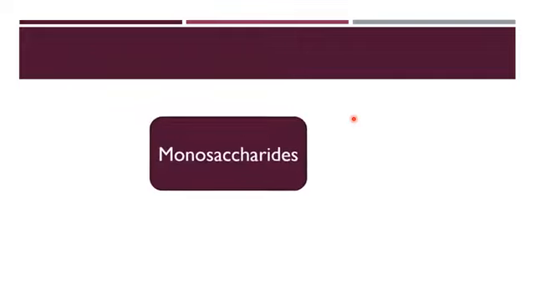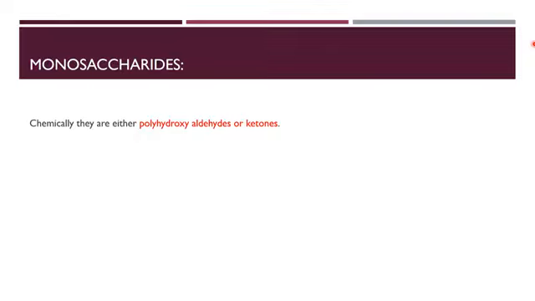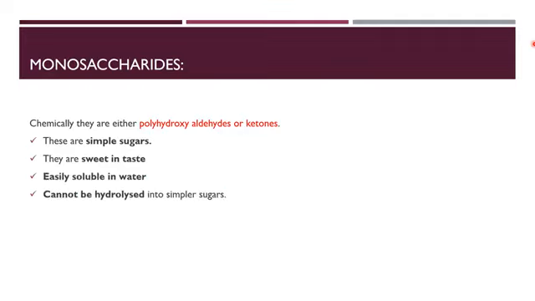अब हम one by one इनकी details को देखते हैं. So first of all, we'll discuss the monosaccharides. Mono means one and saccharide means sugar. Chemically, they are either polyhydroxyaldehydes or ketones. We can define the monosaccharides just like carbohydrates generally. These are some characteristics of monosaccharides: they are the simplest sugars, they are sweet in taste, and they are easily soluble in water. They cannot be hydrolyzed into simpler sugars.